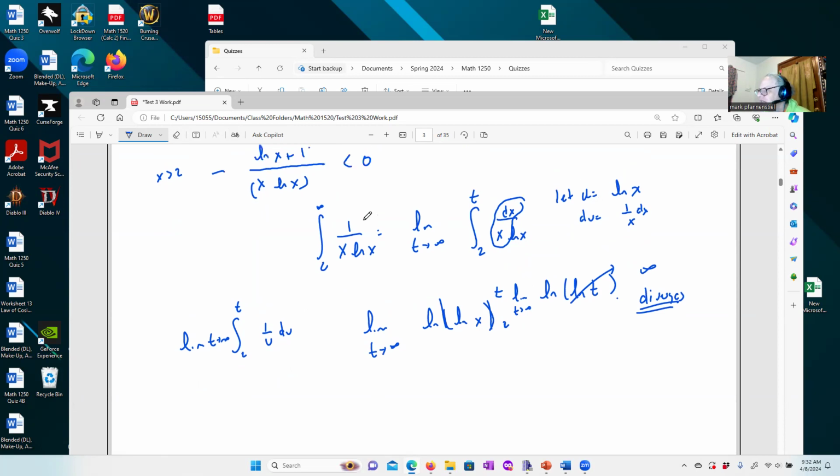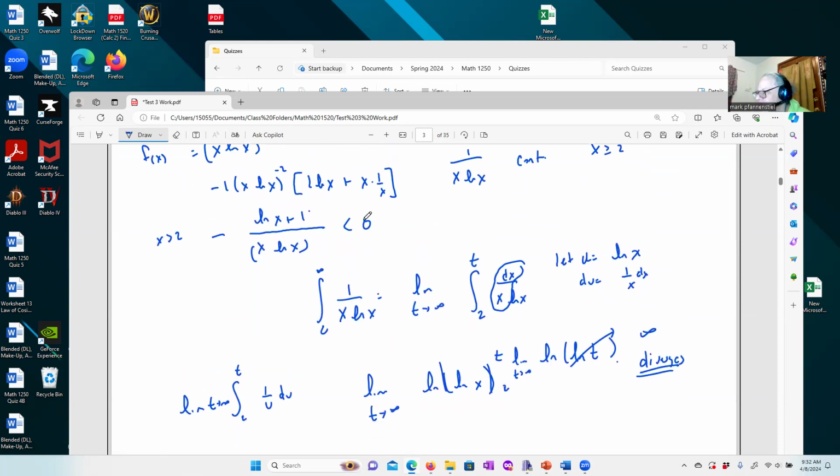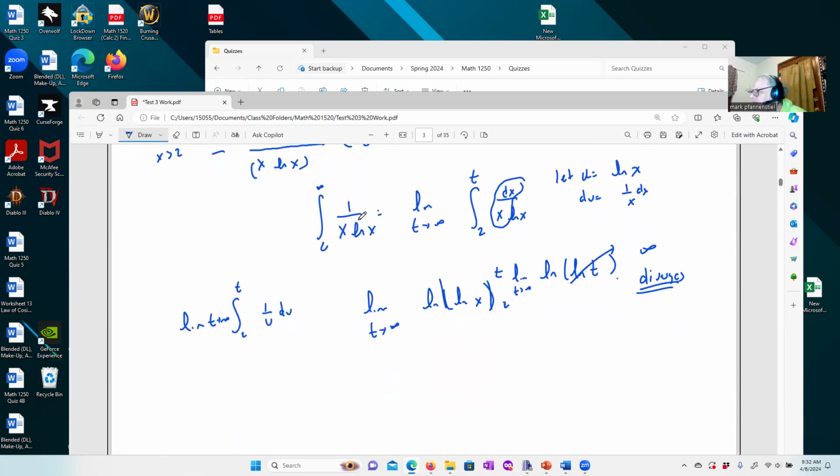So when you're dealing with the integral test, you check your conditions and then let it rip with the integral and you're all set.